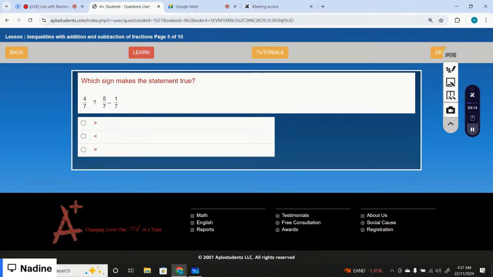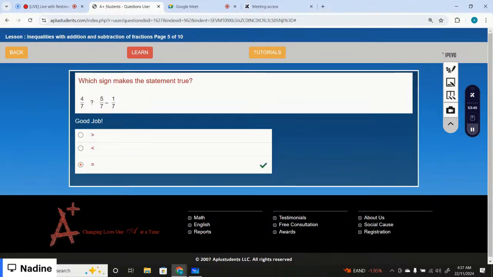4 by 7, you have to compare it to 5 by 7 minus 1 by 7. So which is the correct option? 5 minus 1 is 4 over 7. So they both are exactly equal. Option number 2 is the correct option.